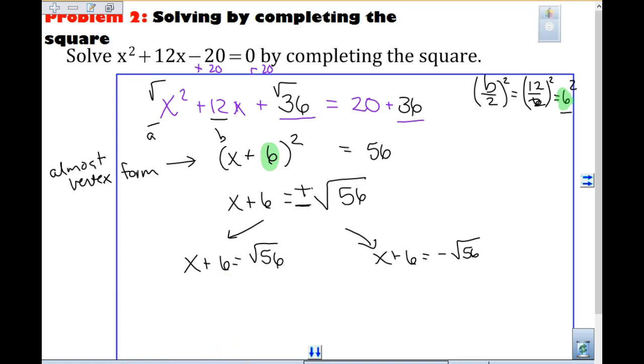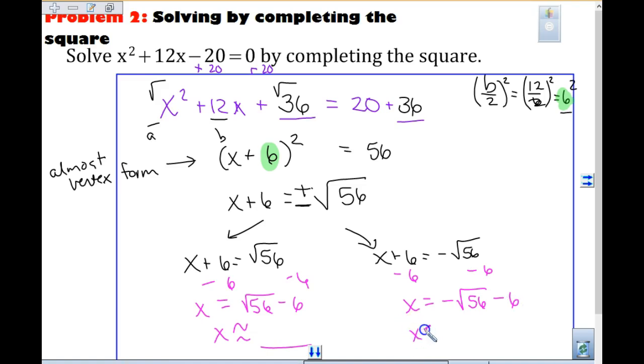In order to solve this one, we are going to be subtracting 6. So x is going to be equal to the square root of 56 minus 6. So be ready to tell me that approximate solution. Usually we go to two decimal places. Here, we're going to be subtracting 6 also from both sides. So on your calculator, x is equal to negative square root of 56 and then minus 6. So again, x is approximately equal.